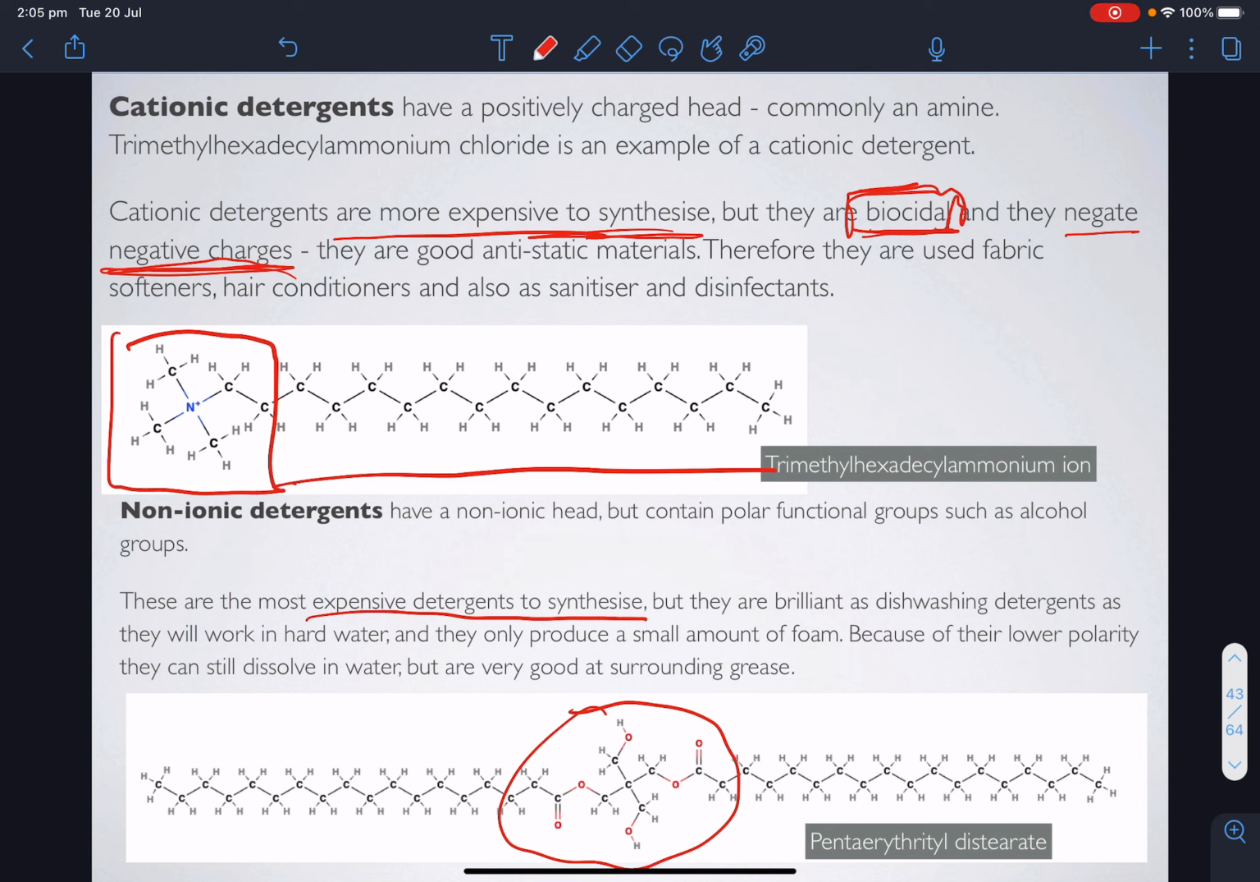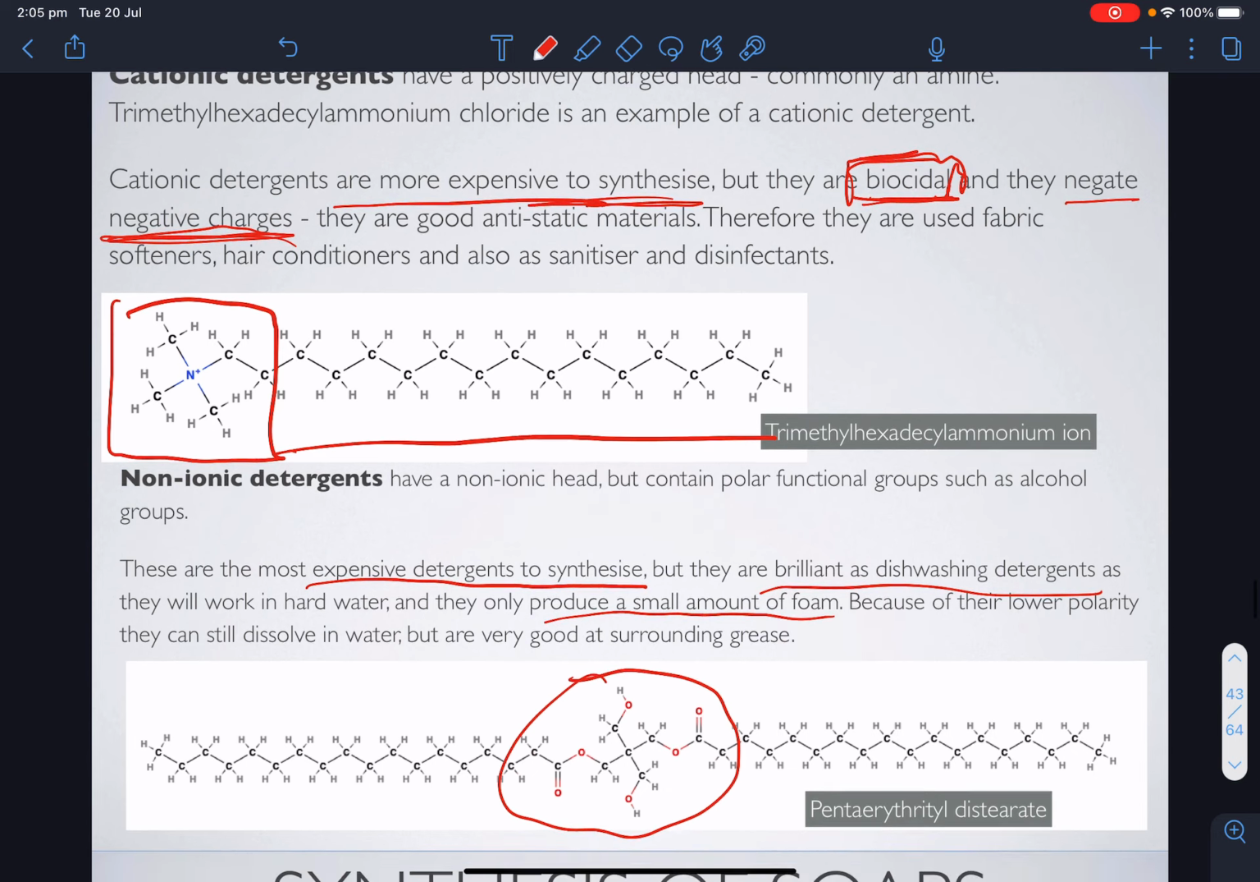But they are brilliant dishwashing detergents as they will work in hard water. We'll talk more about hard water in a second. And they only produce a small amount of foam, so they're not going to build up so much foam that it clogs up the dishwasher. They have a low polarity, but still enough to dissolve in water. So they're finding the lowest polarity that will still dissolve in water, but is also good at surrounding grease. Non-ionic detergents are really good for that. So they're usually in your more expensive dishwashing tablets and cleaners. They do a brilliant job.